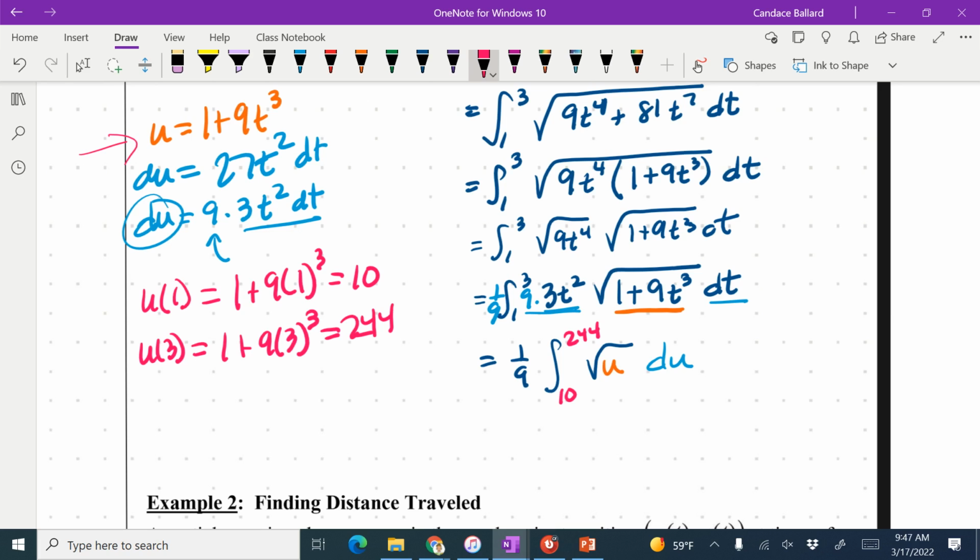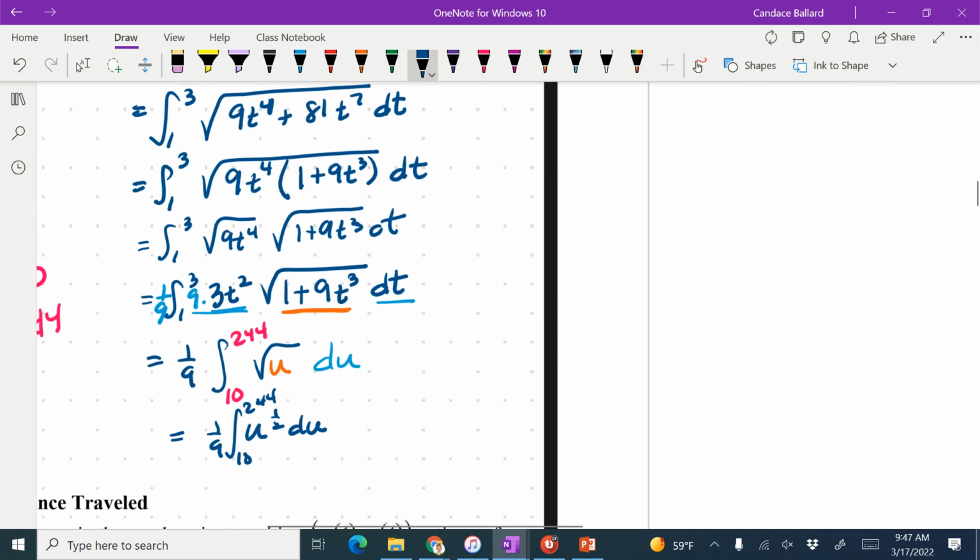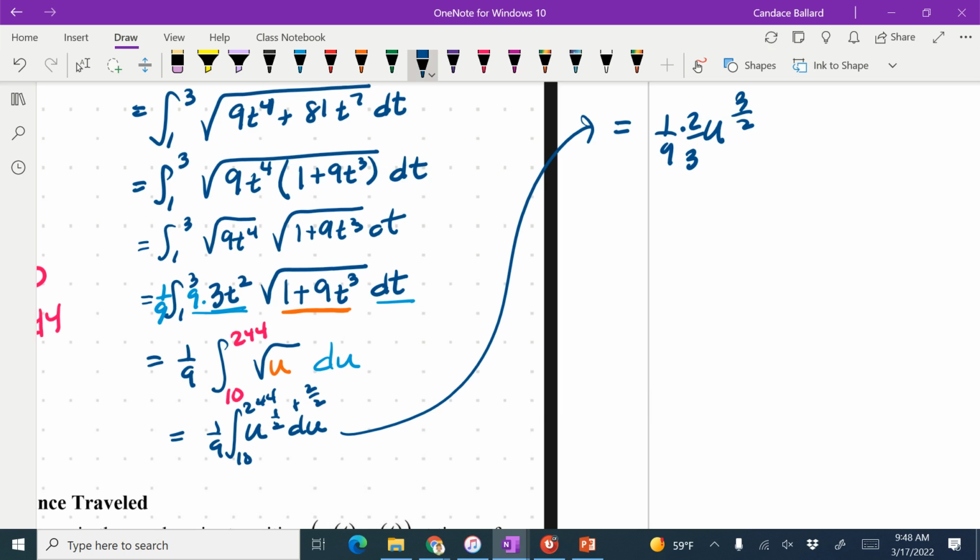Okay. How do I have to rewrite that square root of u in order to integrate it? U to the what? 1/2. Good. All right, I'm going to have to go over here because I'm running out of space. All right. So we've got 1/9 u to the what when I add my fancy one? 3/2 divided by 3/2, or multiplied by 2/3, from 10 to 244.